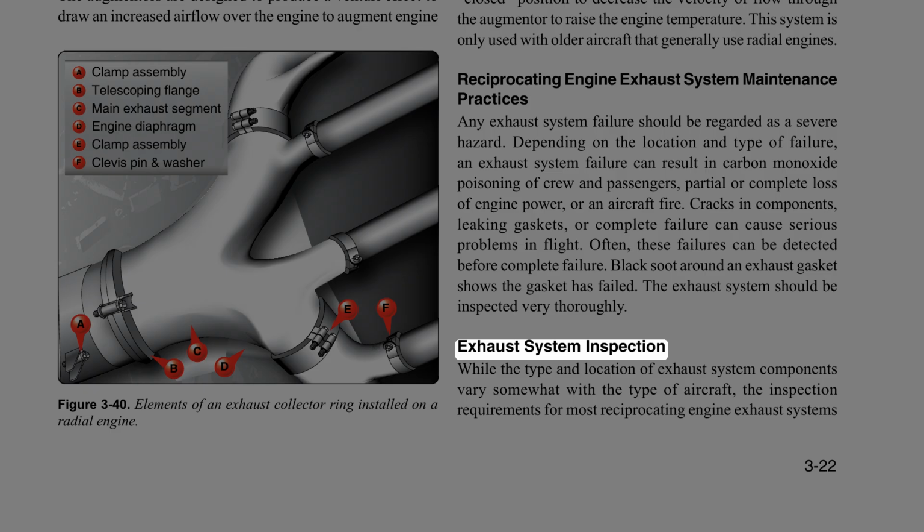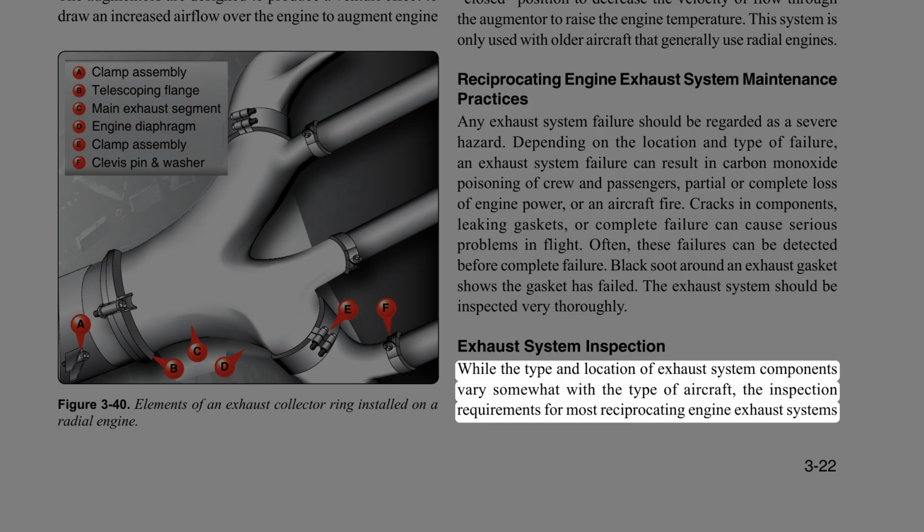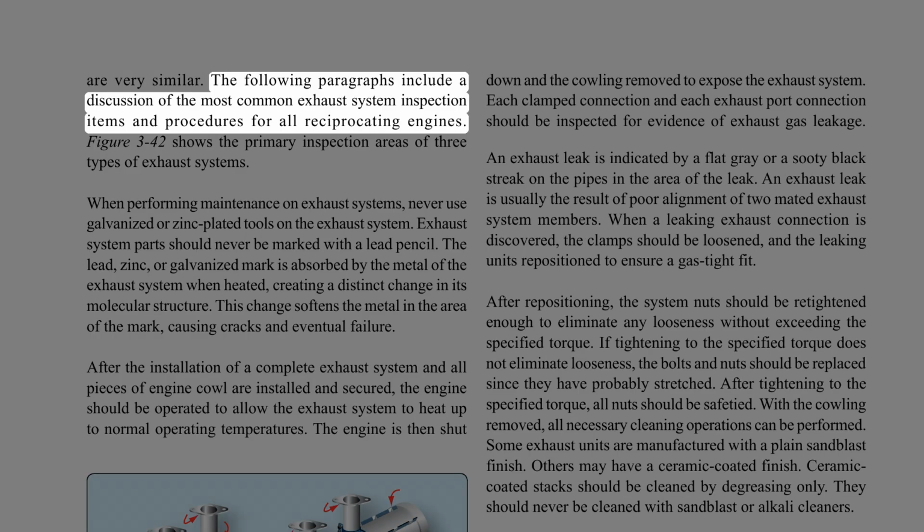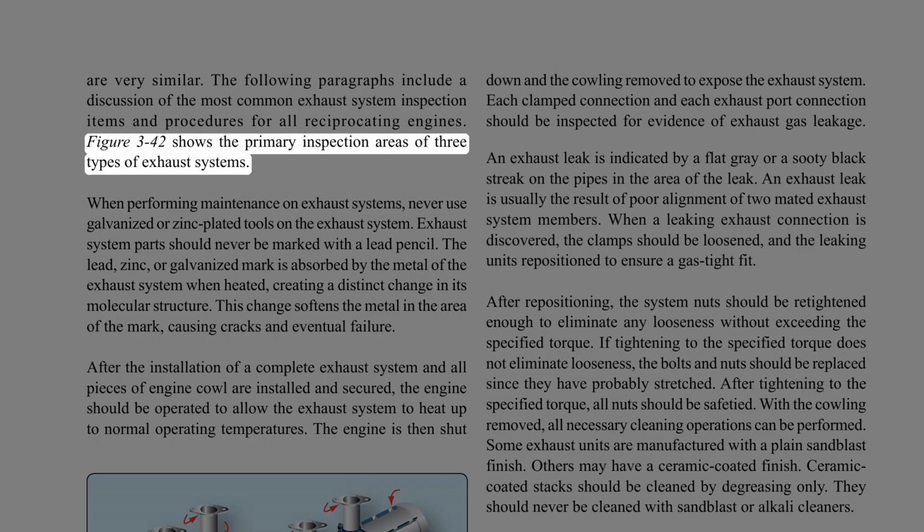Exhaust system inspection. While the type and location of exhaust system components vary somewhat with the type of aircraft, the inspection requirements for most reciprocating engine exhaust systems are very similar. The following paragraphs include a discussion of the most common exhaust system inspection items and procedures for all reciprocating engines. Figure 3-42 shows the primary inspection areas of 3 types of exhaust systems.